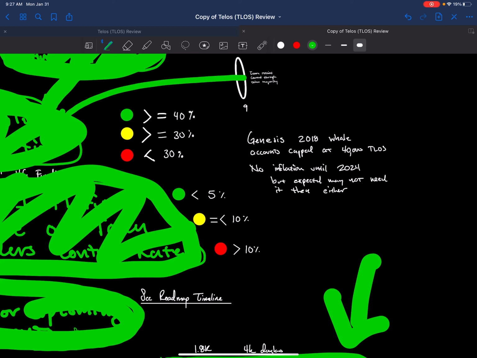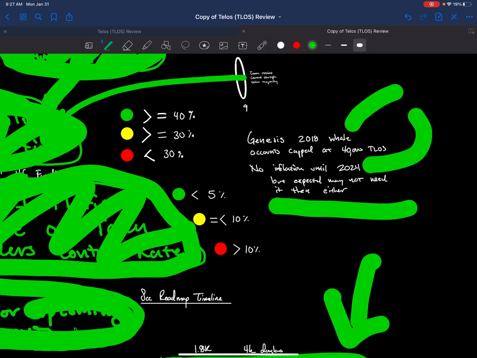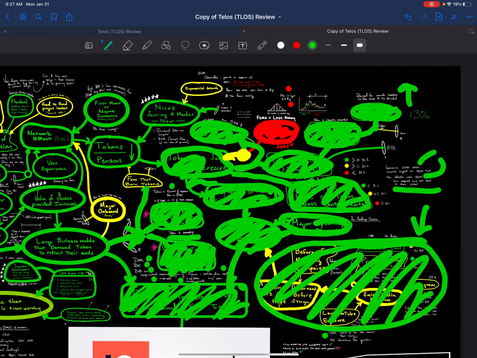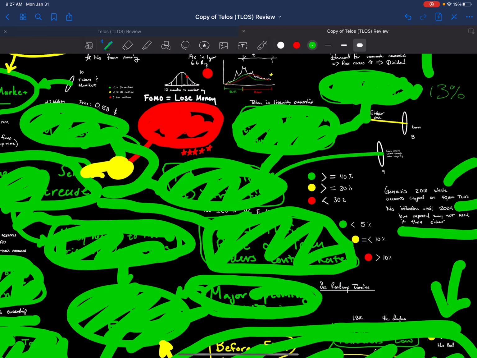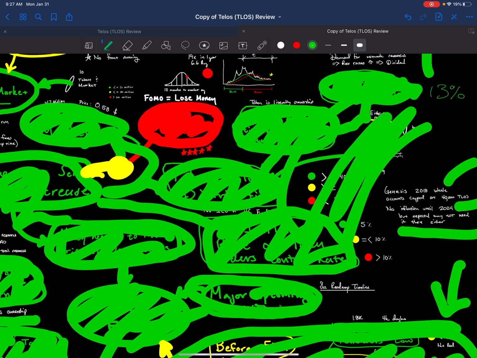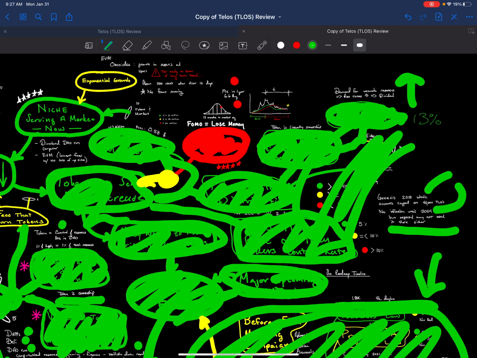So genesis of this project was in 2018. Whale accounts were capped at 40,000 Telos, and there's no inflation until 2024, and the DAO could decide on that in the future, but it's expected it may not need that in the future as well. So one of the things I will make, this is also the token metrics for distribution. Telos is one of the best distributed tokens out there. It's because of this capped mechanism. A lot of projects have a lot of sell pressure because they have whales.